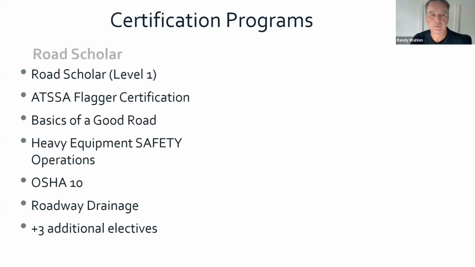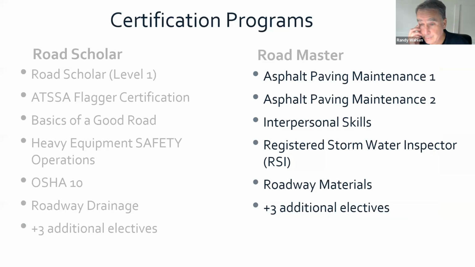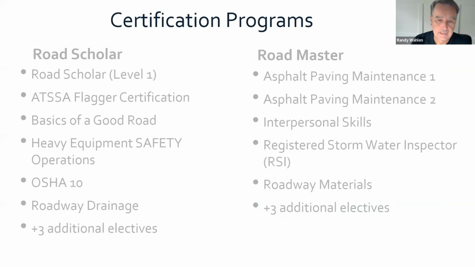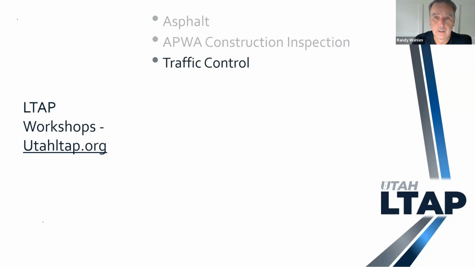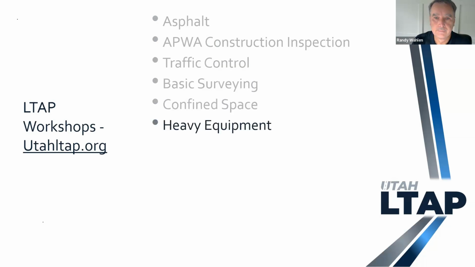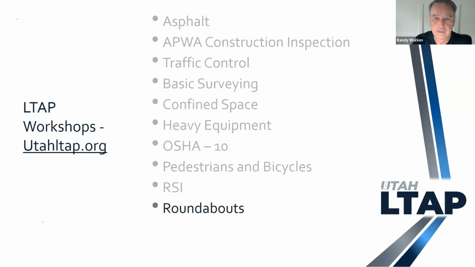I'll just show you really quick. There's all kinds of classes under the Road Scholar program. It's interesting that we train them in OSHA, we train them in safety, we train them in flagging. As they go on to their master, they'll get into asphalt, interpersonal skills, all those things. And then they have electives always. So if we have a drone class coming up, they can take an elective. I won't talk about the supervisor training, but there are all kinds of different classes that we have going on all the time.